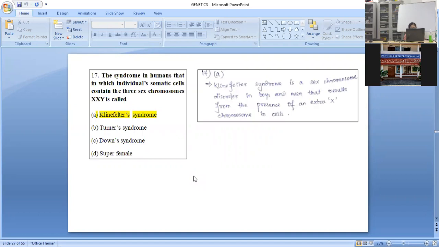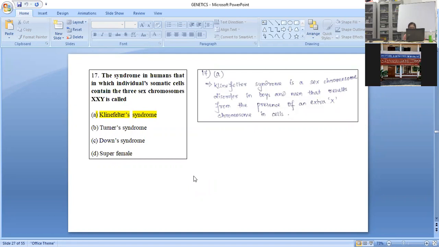Coming to the syndrome in humans, in which individuals' somatic cells contain the 3 sex chromosomes XXY is called Klinefelter syndrome. So by now you might have seen I have questions on Klinefelter syndrome from different aspects. You can make variations in the genotype, you can make variations in the expression of traits, female oriented, and you can also put questions depending on what kind of syndrome it is or what kind of disorder it is.